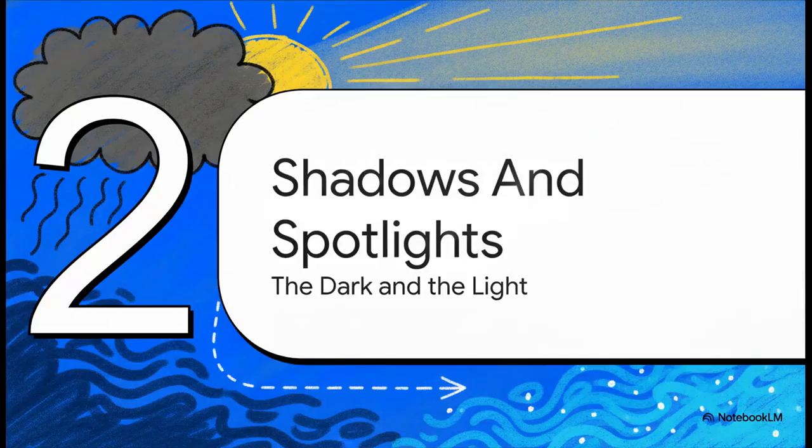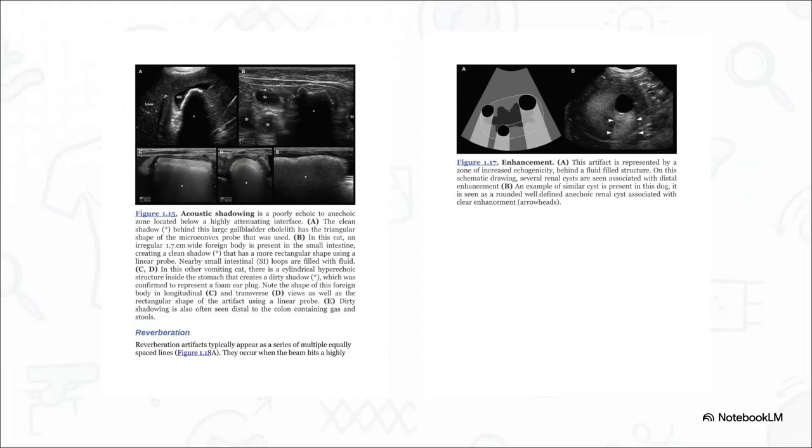Moving on to Section 2, Shadows and Spotlights. Let's talk about reading the dark and the light. Let's explore exactly how we read those dark and light clues by comparing two completely opposite reactions to the ultrasound beam. First, look at the acoustic shadowing. Here, the beam has hit a highly attenuating structure, something like a dense gallstone, that basically absorbs or reflects almost all the sound. Because no sound makes it past that stone, the machine gets no echoes from deeper down, so it just paints a dark void, a shadow.